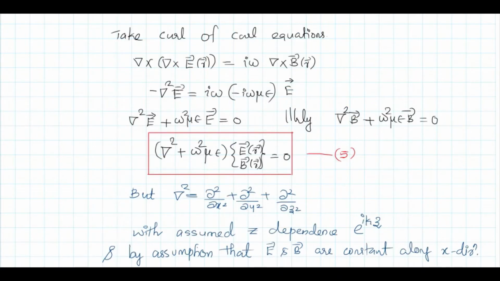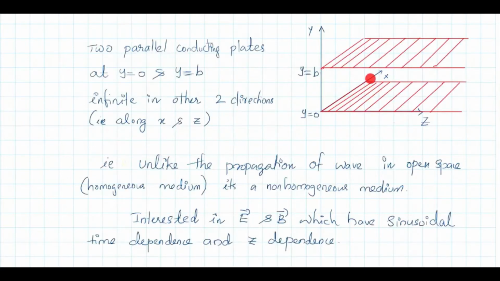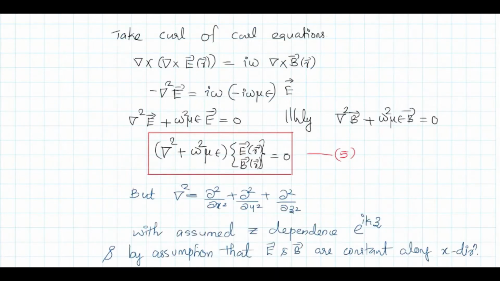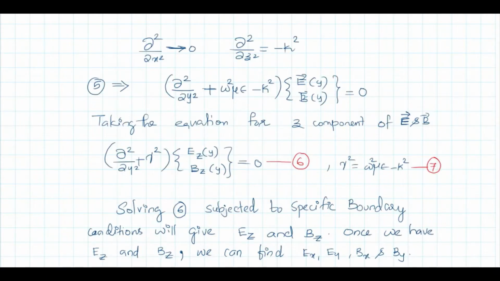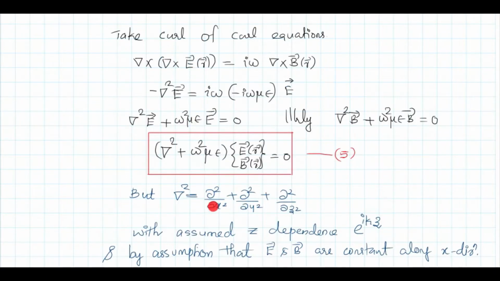Why? Because this is homogeneous along the x direction. The electric or magnetic field is constant if you vary the x coordinate because it is homogeneous in that direction. But along the y direction, it is not homogeneous. Along the x direction, the variation of field is assumed to be 0. E and B are constant along x direction. So ∂²/∂x² of this del square acting on E or B will give you a 0. ∂²/∂z² will give you a minus k².